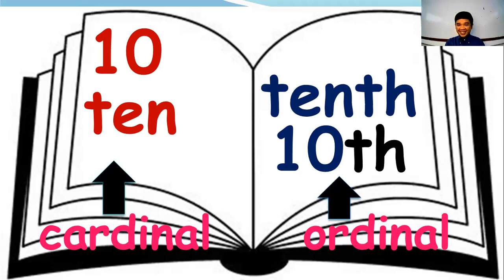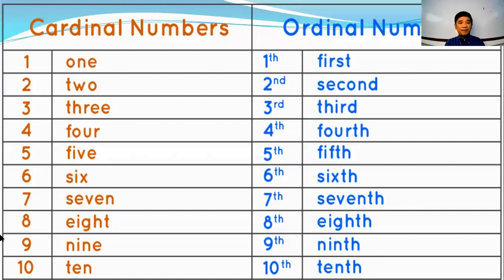So that's very easy. So we have here the cardinal numbers and the ordinal numbers. The cardinal numbers 1, 2, 3, 4, 5, 6, 7, 8, 9, and 10. And then let us transpose them into ordinal numbers: first, second, third, fourth, fifth, sixth, seventh, eighth, ninth, and 10th. Okay, again, let us repeat after me.